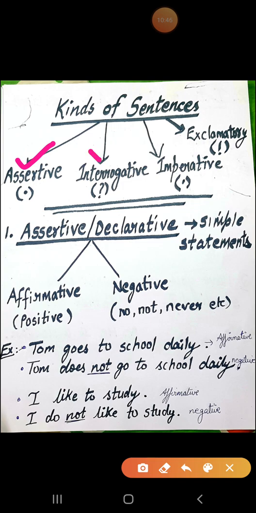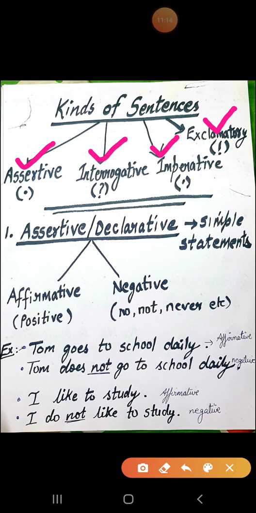Then see this interrogative. It is ending with a question mark. It means this sentence will end with a question mark. Then imperative. Again I have put full stop. Means it will end with a full stop. And exclamatory, it may or may not end with exclamatory, but this sentence will have an exclamation mark.